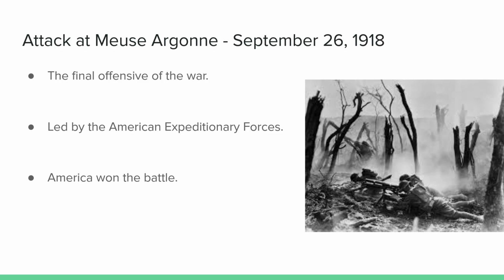Attack at Meuse Argonne, September 26, 1918. This was the final offensive of the war. It was led by the American Expeditionary Forces against the German Army. At a point, over 2 million American troops were there, and the Americans were able to win the battle.